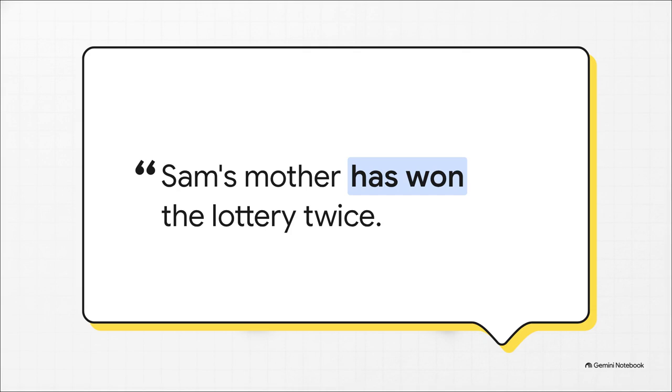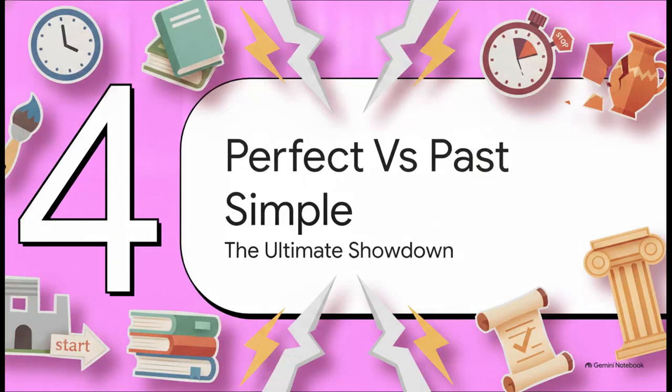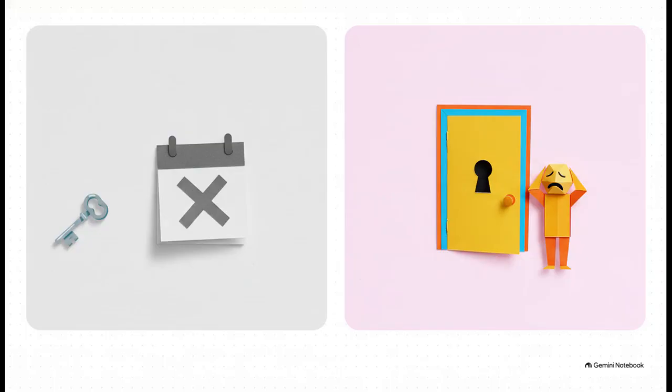Let's move on to section 4, present perfect versus past simple, the ultimate showdown. We really need to look at these two completely different realities, because this is where a lot of folks get tripped up. Take the first sentence. I lost my keys yesterday. That's past simple. It was completely finished yesterday. The result? Well, you probably went and got new keys. The action is totally dead and buried in the past.